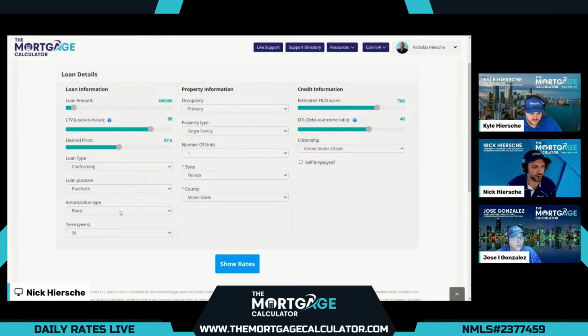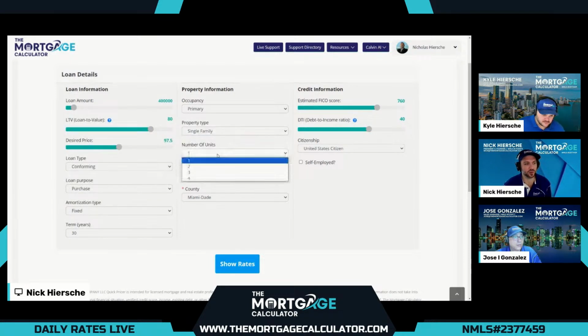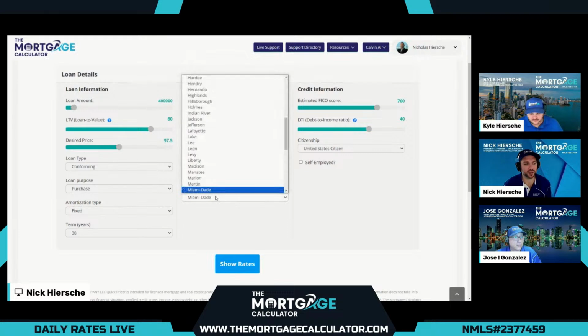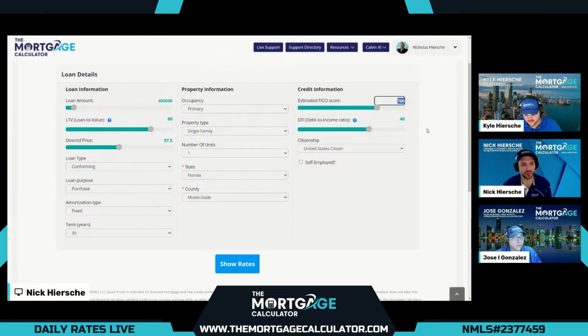We'll start with conforming conventional, purchase, 30-year fixed loan, primary occupancy, single-family home, 1 unit, state of Florida, county of Miami-Dade. For all the demos, we use the estimated credit score here of 760 and the estimated debt-to-income ratio of 40. So with these settings, let's see what we're looking like.